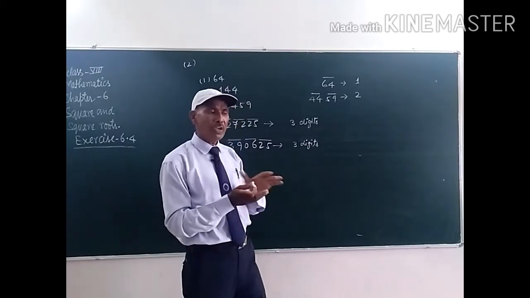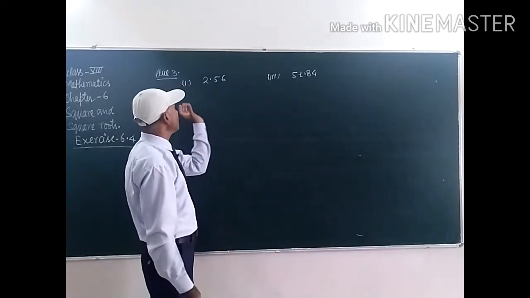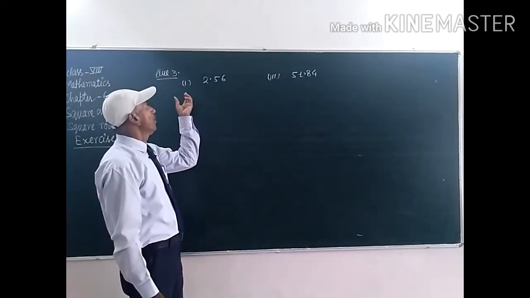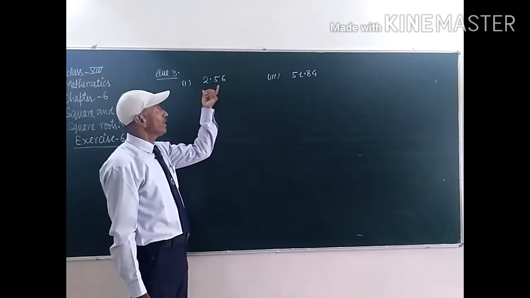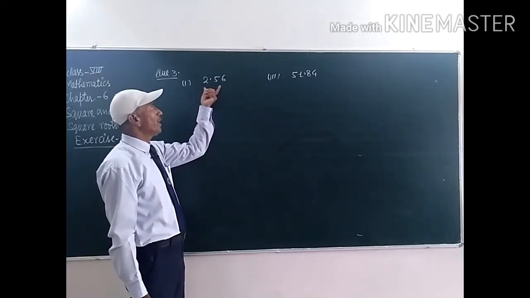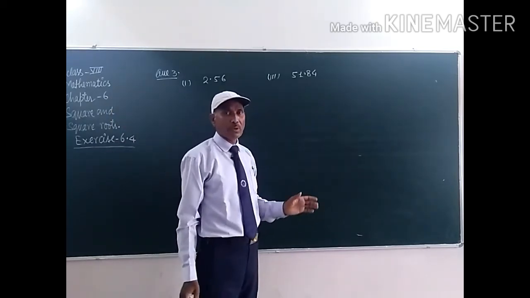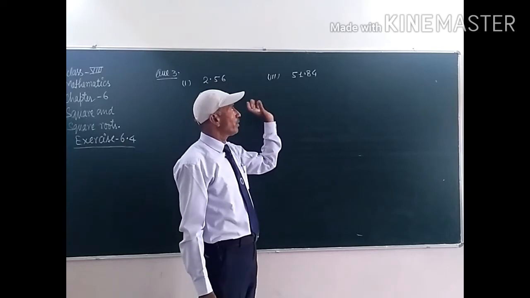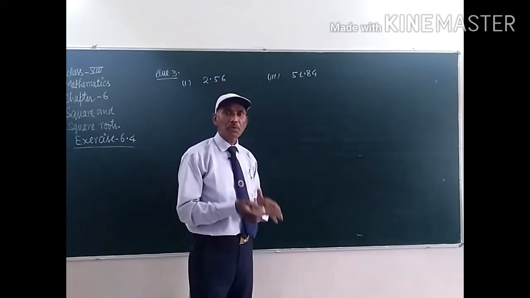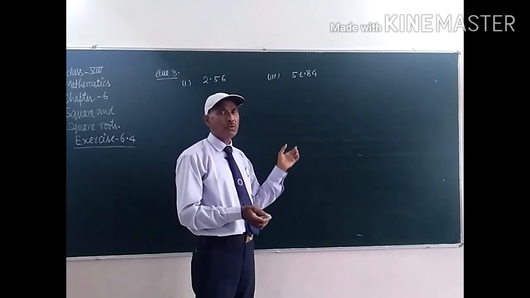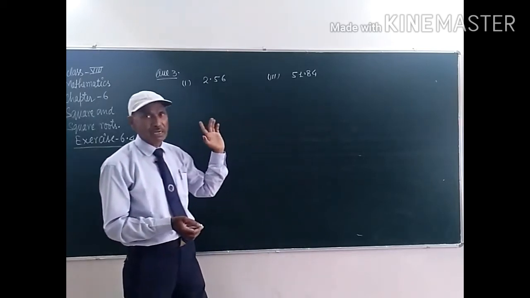Clear, student? Now we have to solve question number 3. This is question number 3, student. We have to find the square root of these numbers, and these are decimal numbers, student. This one 2.56 and this number is 51.84. Now we have to find the square root of these numbers, student, and we have to use the long division method to find the square root of these numbers. These numbers are decimal numbers.